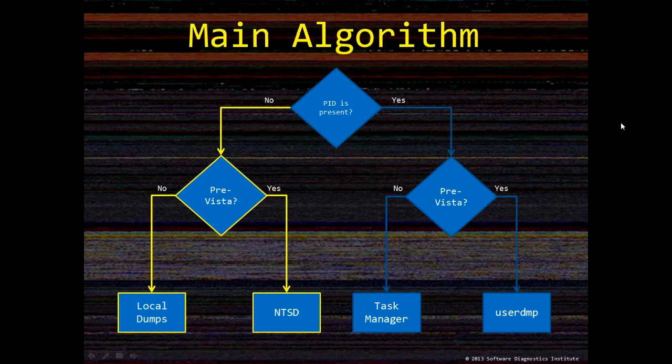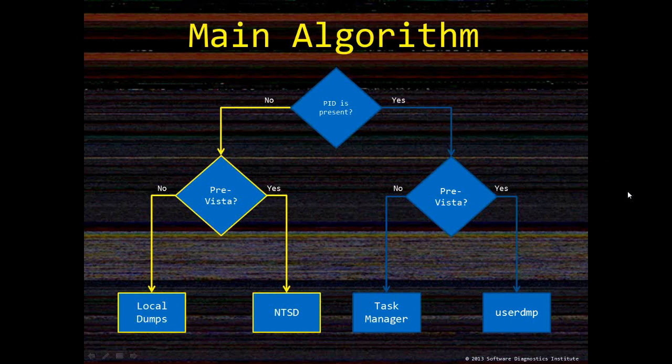Here is the main algorithm for using various memory dumping tools and techniques. First, we need to know whether a problem process ID can be found in Task Manager. If your process disappeared from the list of running processes, then one of the possible reasons is some exception that led to process crash. Today we only consider the left branch when process ID is not present.